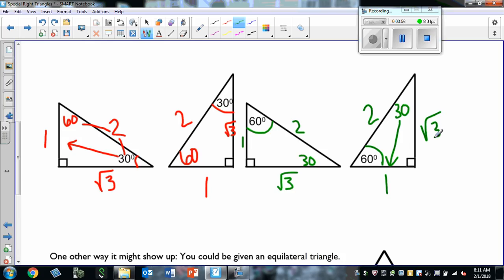So you just have to memorize the 1, 2, and the root 3, and it should be pretty easy to figure out where they go. Because again, 1 is the shortest side across from 30. 2 goes between 30 and 60, and root 3 touches 30.